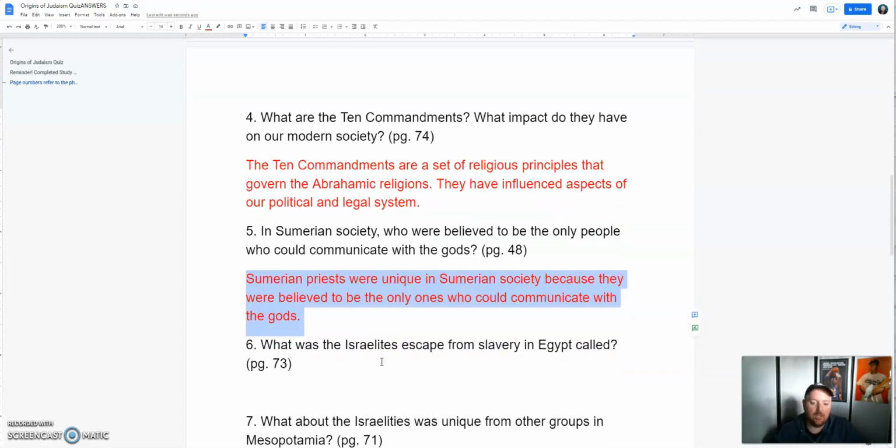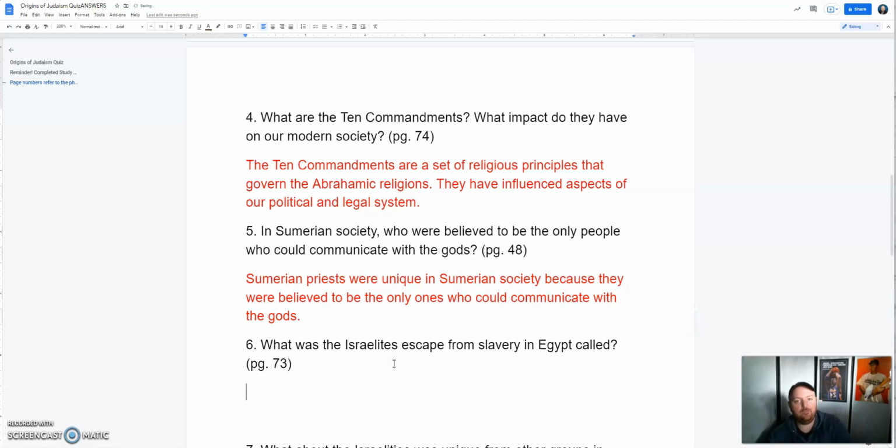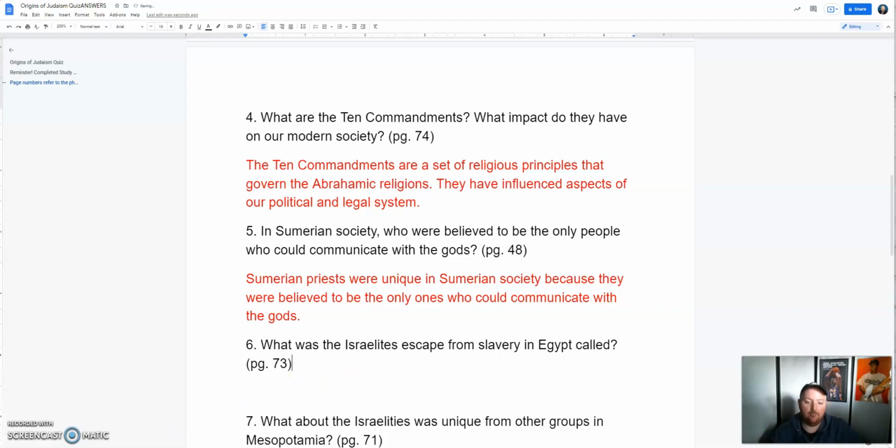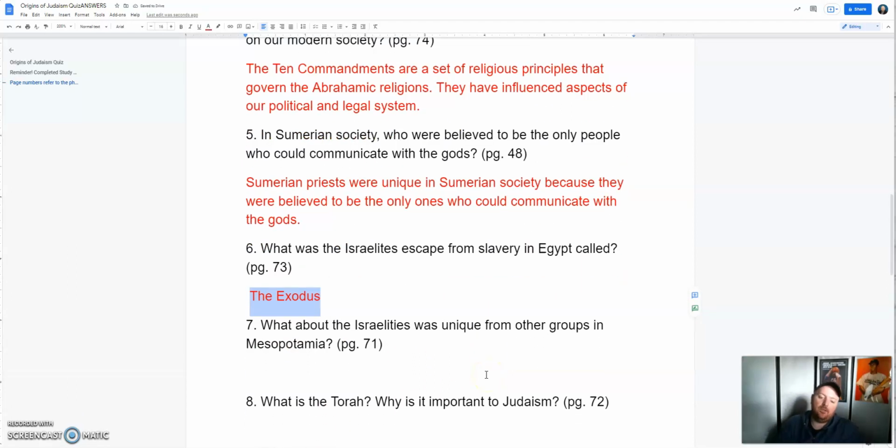Question number 6. What was the Israelites' escape from slavery in Egypt called? A lot of you have probably heard about this. This is one of the most famous stories in all of the world. It is a biblical story and part of many religions. They've made movies about this and cartoons and everything, and that would be the Exodus, right? The Exodus is the story of the Israelites' escape from slavery in Egypt.